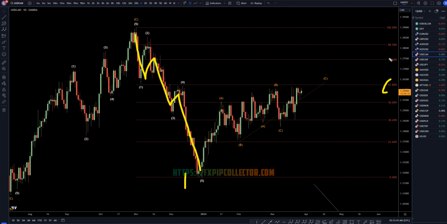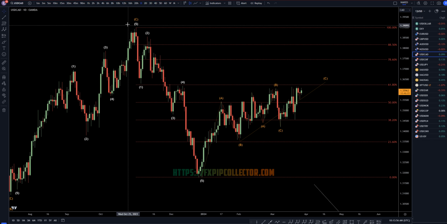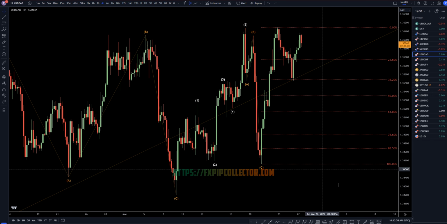It could still drift up quite a bit more, even all the way to the 78.6 pretty easily, but I do think at some point, one of these two Fibonacci levels will hold, and it will end the correction, end the wave 2, and continue down for the big wave 3. But until that actually happens, you should probably be looking for longs on shorter time frames.